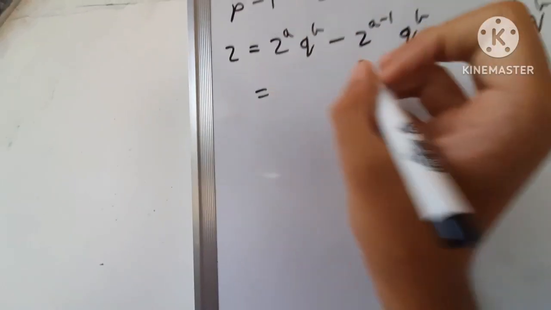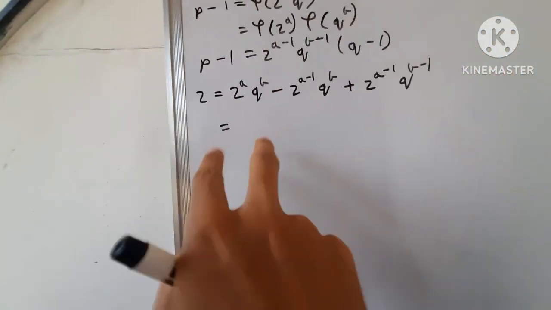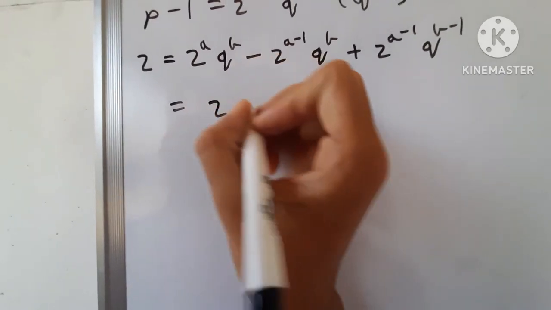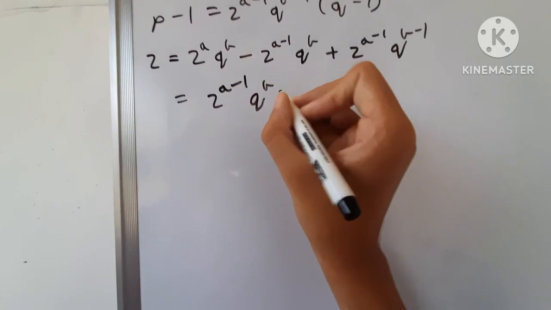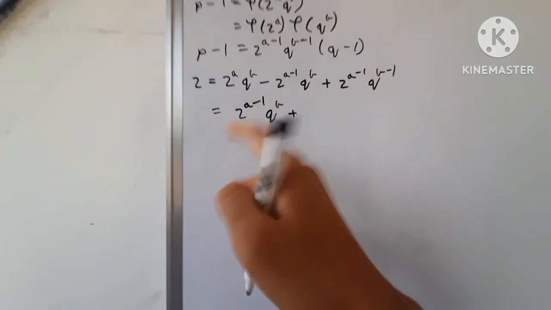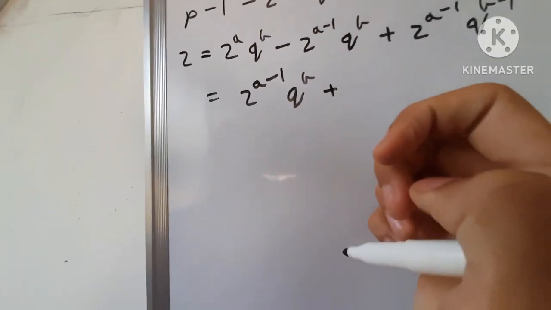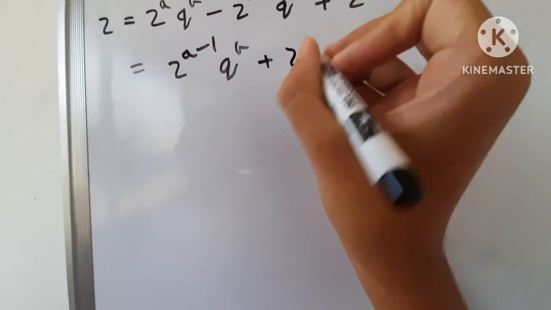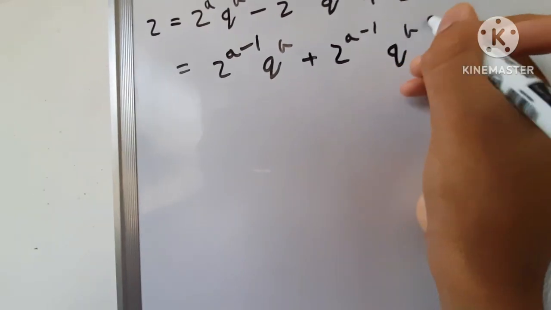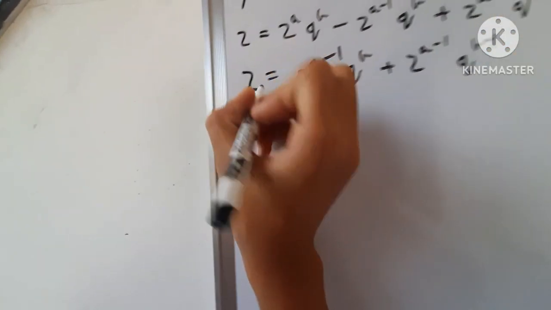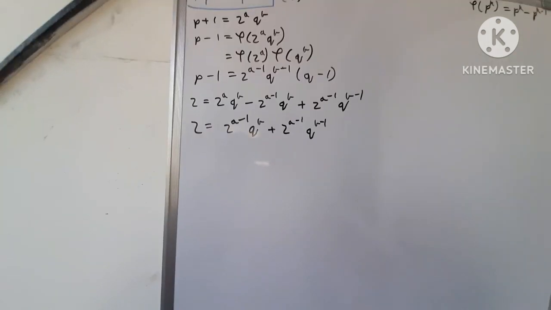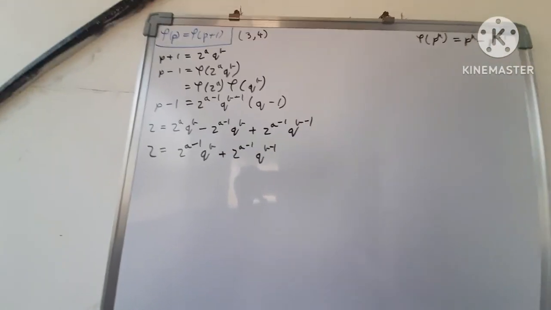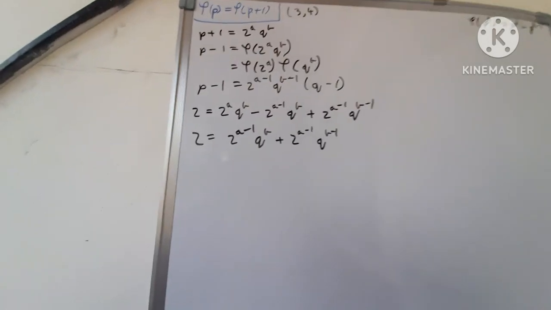Okay, so again you can factor out q to the b, then you get something very elementary. 2 to the a minus 1 q to the b, and then plus 2 to the a minus 1 q to the b minus 1 equals 2. Of course, we don't want either of the exponents to be 0, as I explained, and we want q to be an odd prime because it can't be any other prime. Okay, so now let's see.